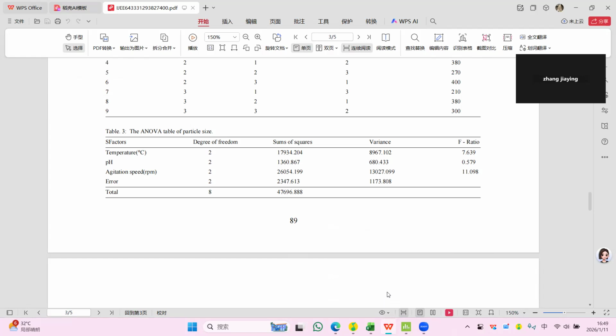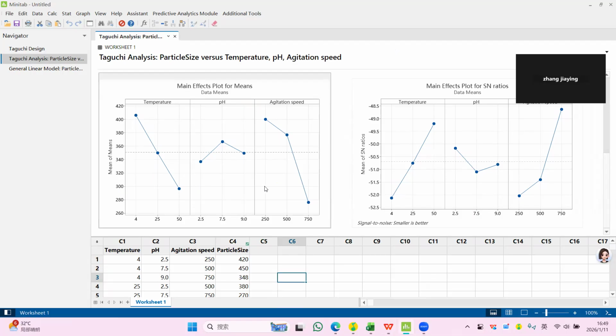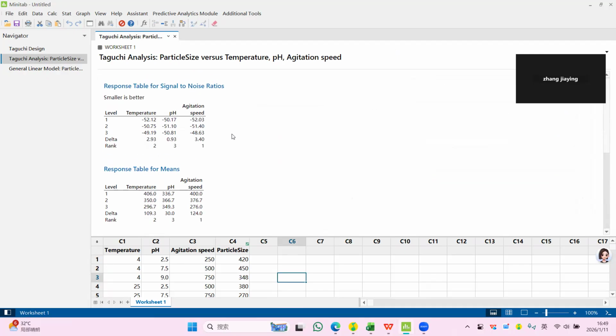And so by reproducing the Taguchi design and the ANOVA in Minitab, the statistical analysis reported in the paper was validated. The Taguchi method allowed the authors to reduce the number of experiments, identify the most important processing factors, and determine optimal conditions for producing small uniform protein nanoparticles.